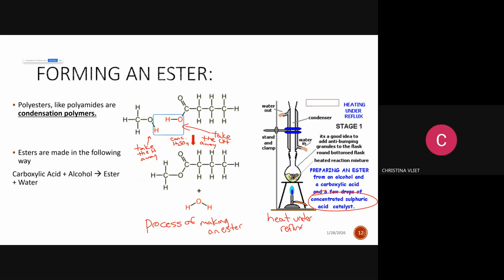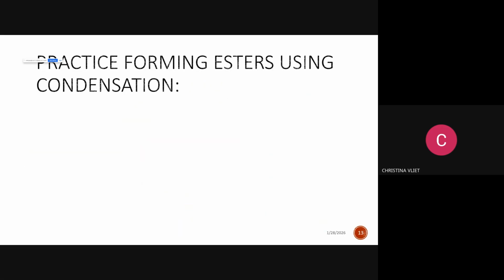If I combine a carboxylic acid with an alcohol, I'm going to get an ester, and I'm going to take out water. Just to remind us of that process, I have a blank slide coming up next to go over what that was. Practice forming esters using condensation. So let's do first the display. How would that look? Let me give you some reactants.